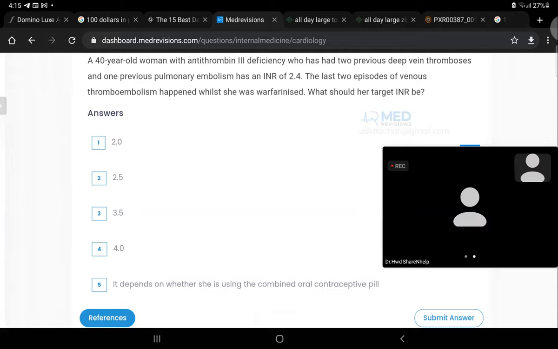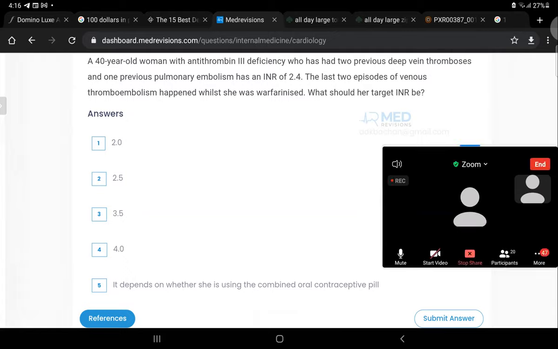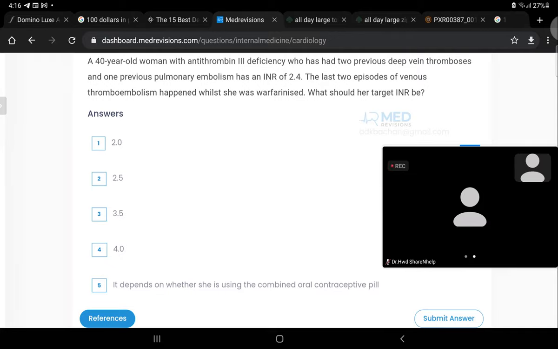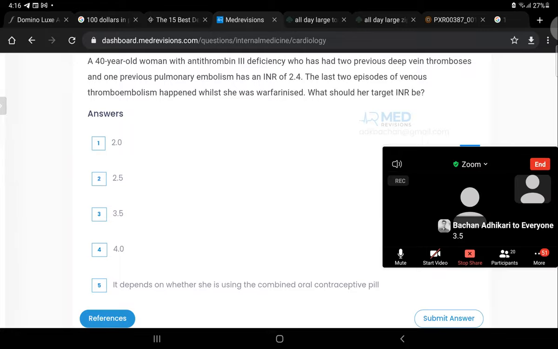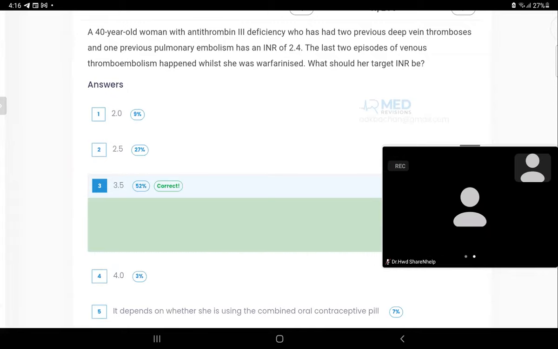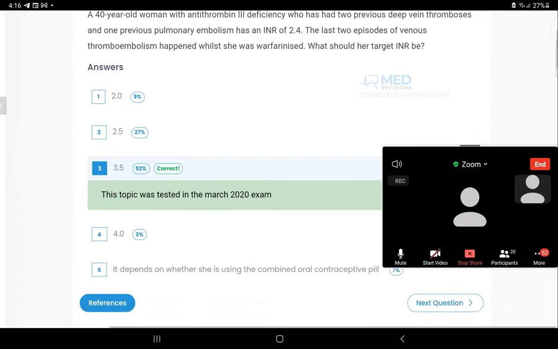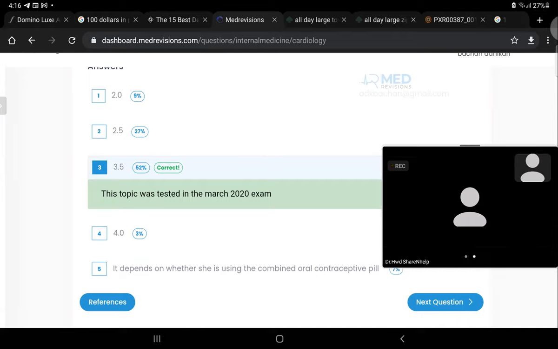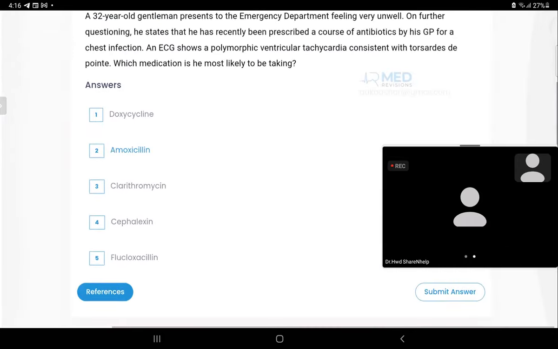This one says, what should be her target INR? This is a 40-year-old on antithrombin 3. She has deep venous thrombosis. Her INR is 2.4. Last 2 episodes of venous thromboembolism happened while she was warfarinized. So she has recurrent thromboembolism. What should be the target INR? We had done this yesterday. What is target INR for recurrent thromboembolism? Let's see if that is correct. This was tested in March 2020. 3.5 is the target INR. We're going to repeat those questions again when we do pulmonology.